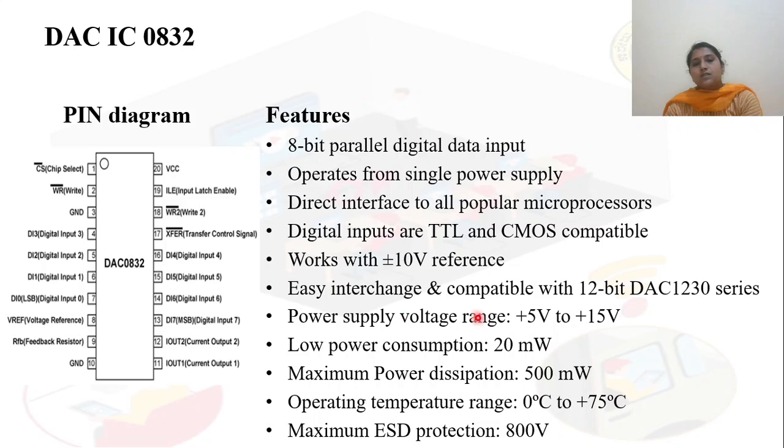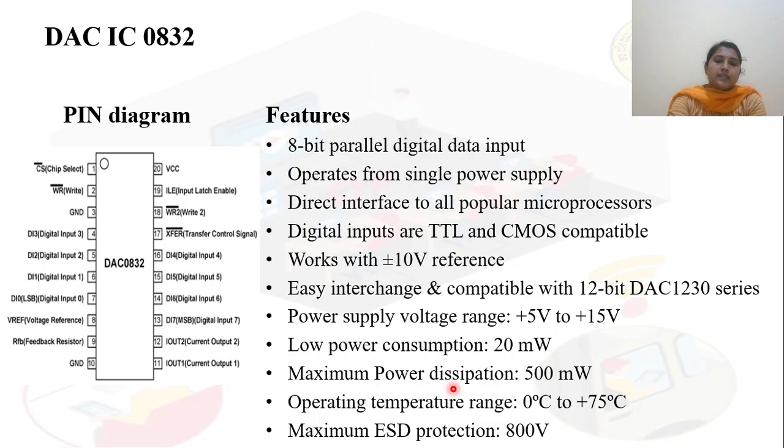Power supply voltage range is plus 5 to plus 15 volt. Power consumption of this IC is 20 milliwatt. Maximum power dissipation is 500 milliwatt. Operating temperature range is 0 degrees Celsius to 75 degrees Celsius, and it has maximum ESD protection up to 800 ohm. So these are the features of DAC IC 0832.